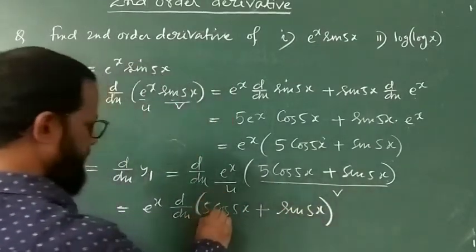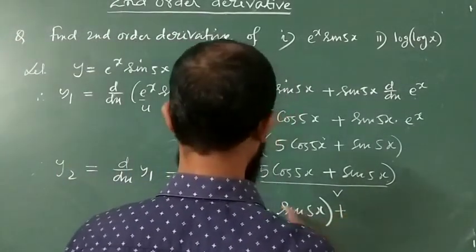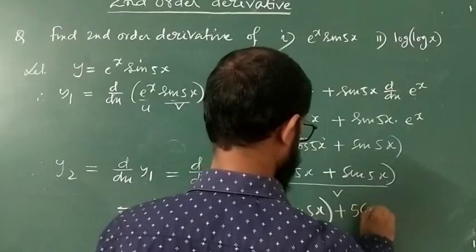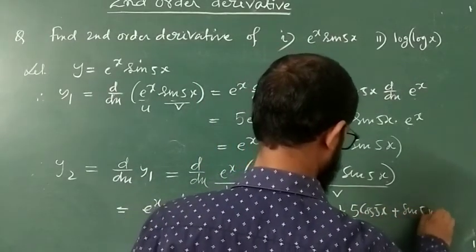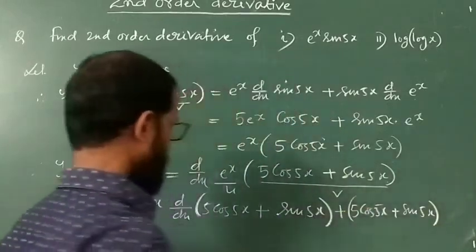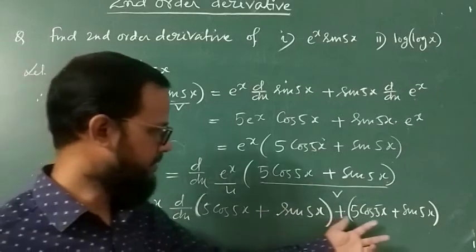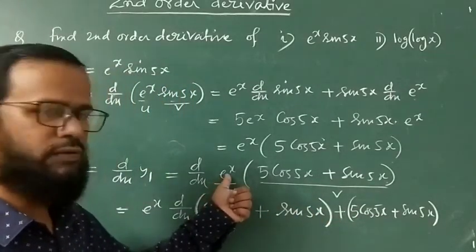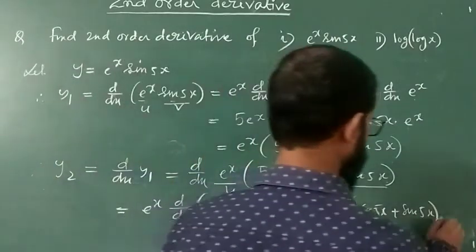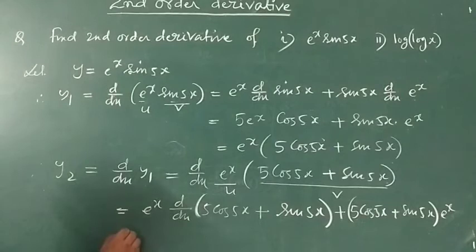And plus again 5 cos 5x plus sin 5x. First that is u into d dx of b plus b into d dx of u. d dx of u means d dx of e to the power x, which is equal to e to the power x. Directly I am doing here. I hope you understand this part.